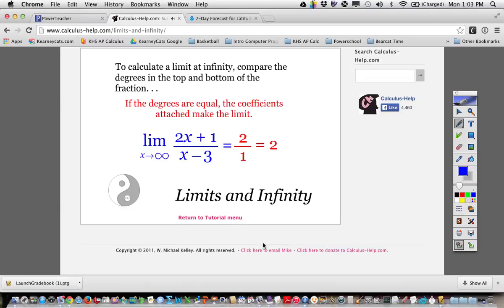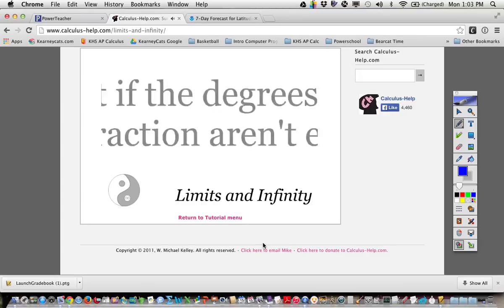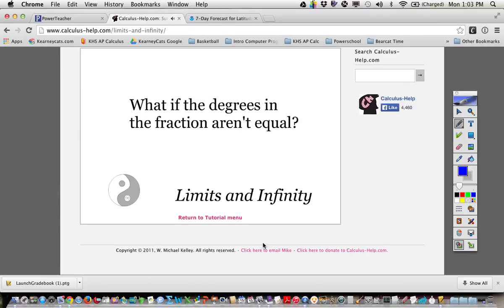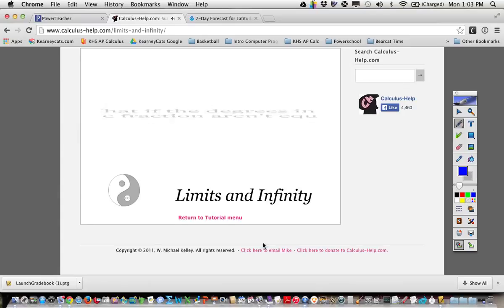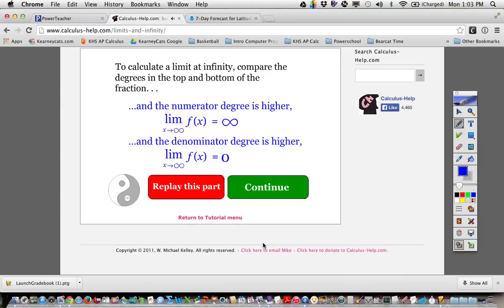And we say that the limit as x approaches infinity of (2x + 1)/(x - 3) is 2. And remember, we already know from the graph of f that the horizontal asymptote is 2, so it checks out. Now what happens if these degrees are unequal on the top and bottom of the fraction? Well, if the denominator's degree is higher, then the limit is 0. But if the numerator's degree is higher, the limit doesn't exist because it's infinity.